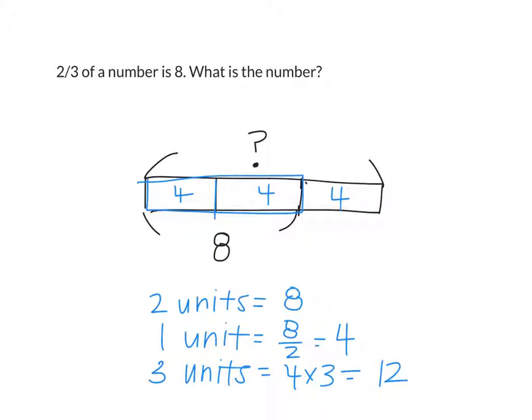This question is a little bit different than the other questions because instead of finding the value of the fraction, this time we're given the value of the fraction and we want to find the value of the whole. Do you see the difference? It's kind of like working backwards. Make sense?